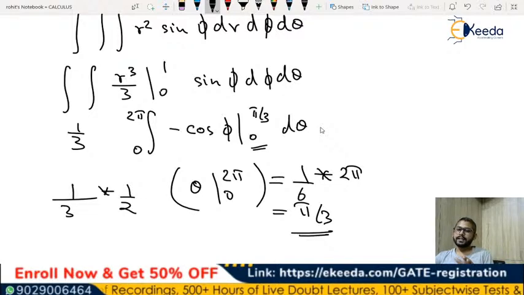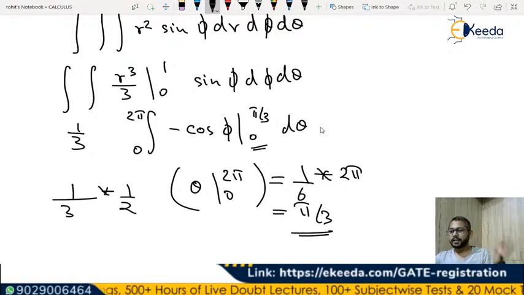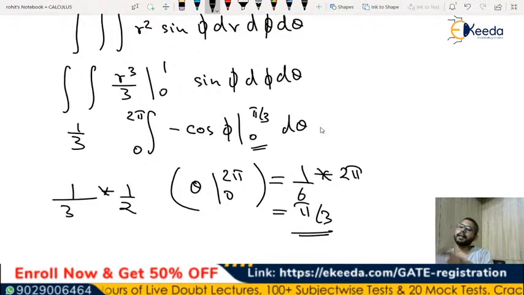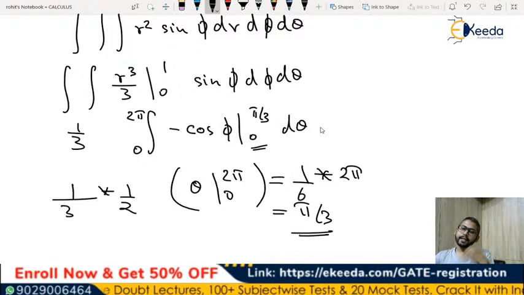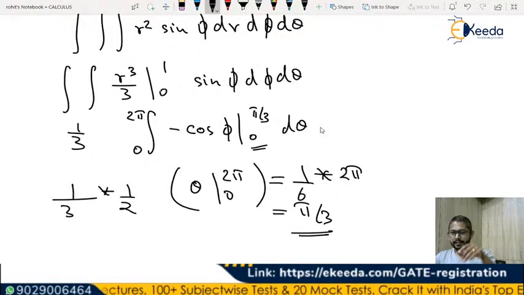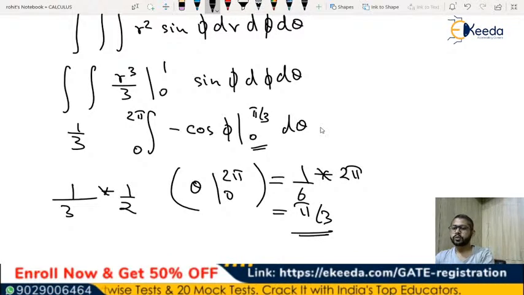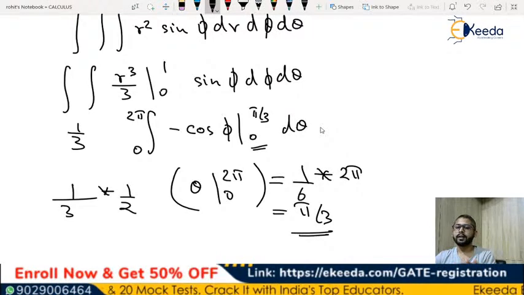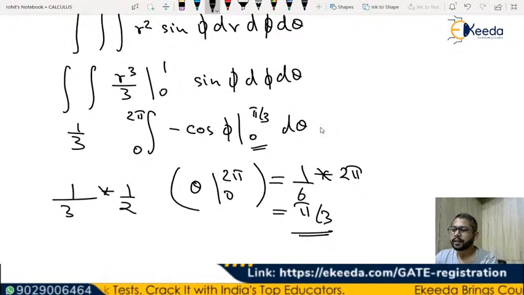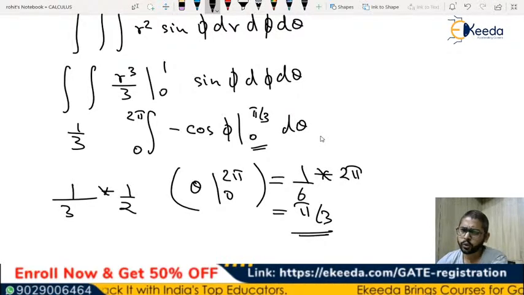All you are doing is taking one integration, keeping the rest as fixed, putting the limits, then integrating the result for the next variable. Like we started with dr, integrated in terms of r, then integrated in terms of phi, then integrated in terms of theta. Keep putting the limits one by one. That's it. You don't have to do anything new here.